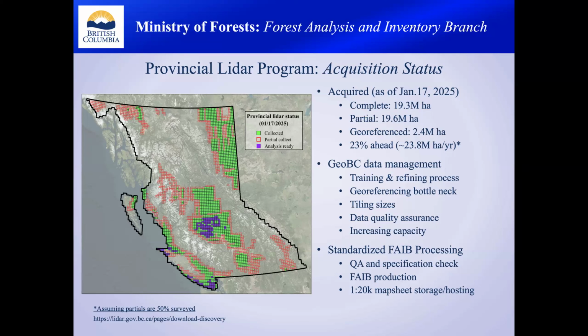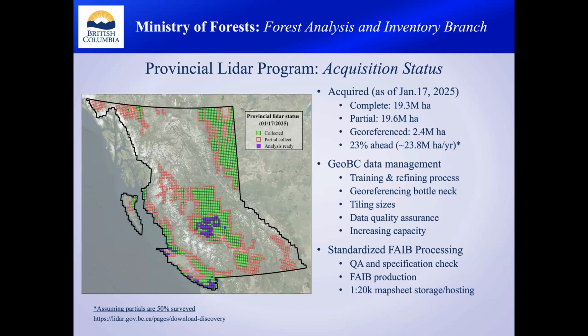So given that, if we assume that there's 50% of those partials, we're ahead of schedule. So that's positive. GOBC is the branch that's managing the data acquisition and pre-processing. And so they've done a lot of work to get up to speed with training and refining their process.